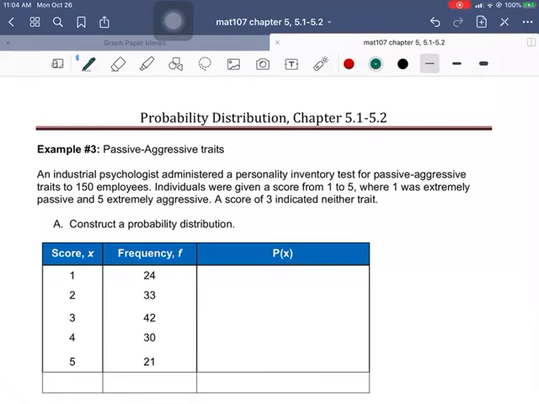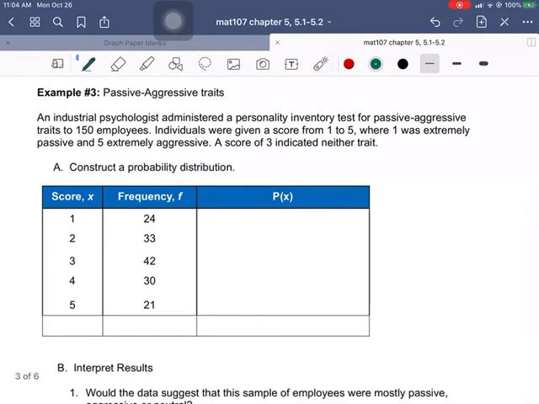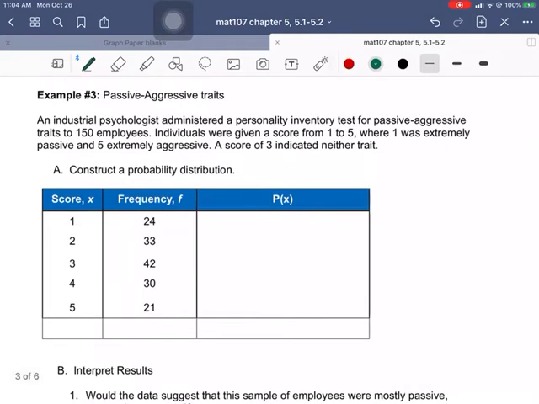Okay, page 3, probability distributions. Example number 3, passive-aggressive traits. An industrial psychologist administered a personality test for passive-aggressive traits to 150 employees. The individuals were given a score from 1 to 5. 1 was extremely passive, 5 was extremely aggressive. A score of 3 indicated neither trait.